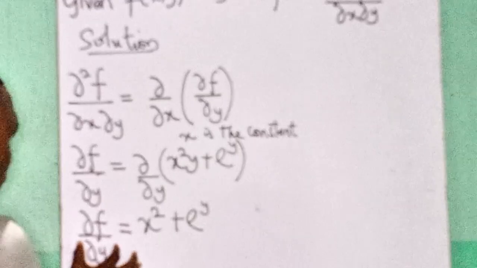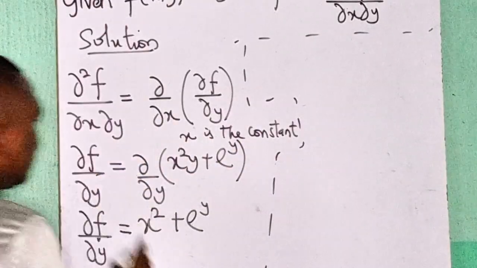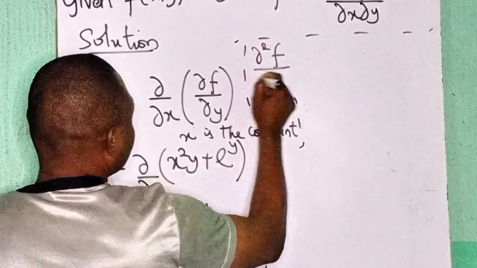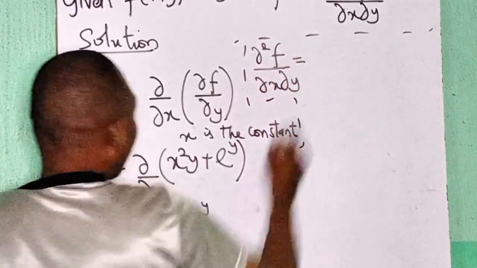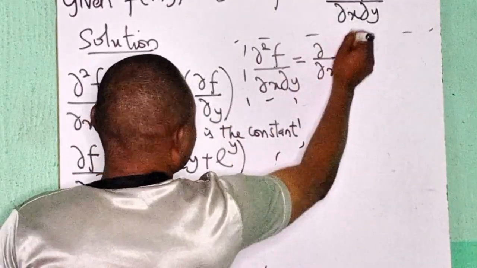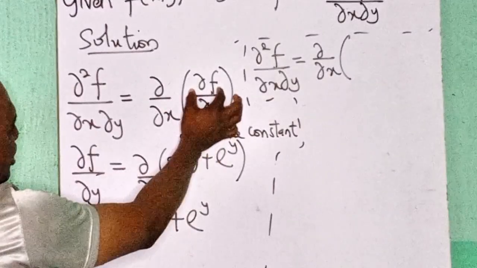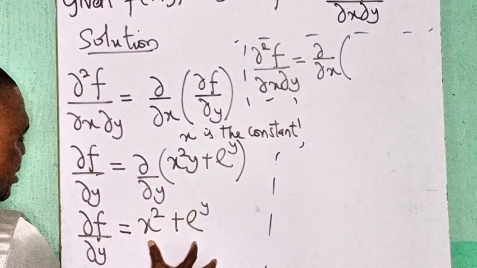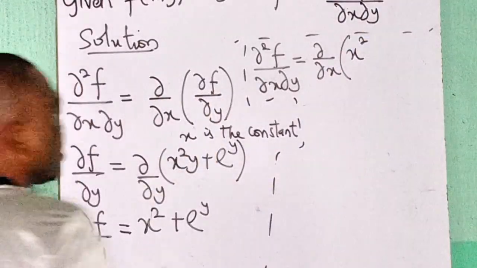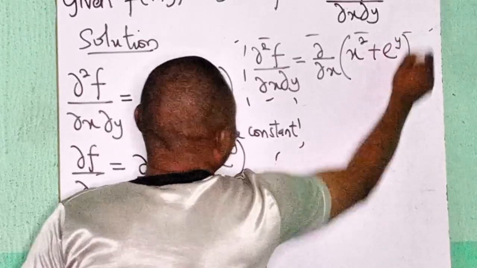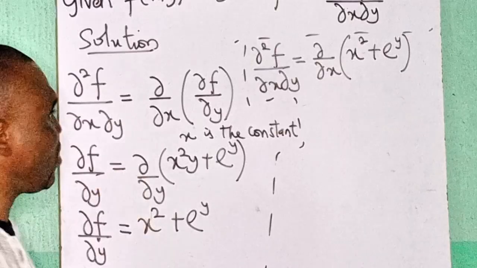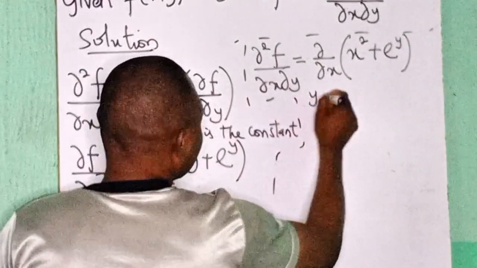Now I'm going to slot this one into this. Please follow me. This is equal to, now I'm going to write this. My partial derivative of f with respect to y is this, so I'm going to slot it in there. So we're having x squared, don't forget, x squared plus the exponential raised to the power of y. Now we are going to be looking at y as our constant. So y here is a constant.